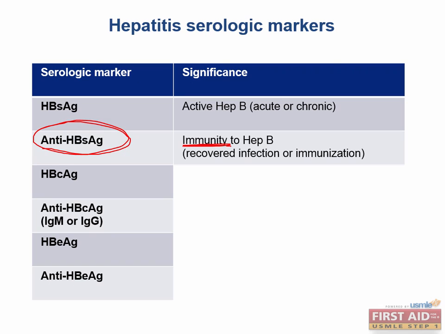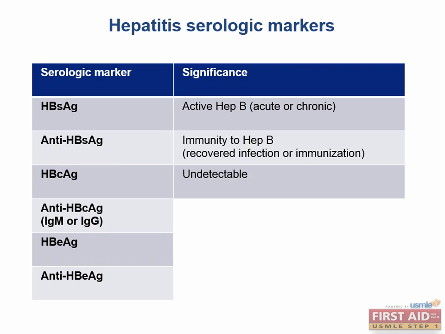This immunity can either be developed because the patient had a hepatitis B infection in the past that is now resolved, or it can be that the patient has been previously vaccinated or immunized. Next, we look at the hepatitis B core antigen, the antigen that is found inside the core of the virus. Like I mentioned earlier, we cannot detect the core antigen in the blood serum, but we are able to detect the IgG or IgM antibodies against the antigen.